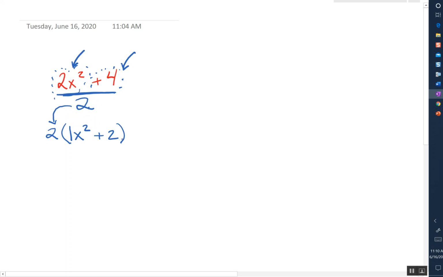If you want to check it, then you can distribute the 2 back in and see if it turns back into the original red expression. If it does, you got it right. If it does not, then you messed something up. So look, 2 times 1x squared is 2x squared, and then 2 times 2 is 4. So this checks. This right here, though, is my answer.